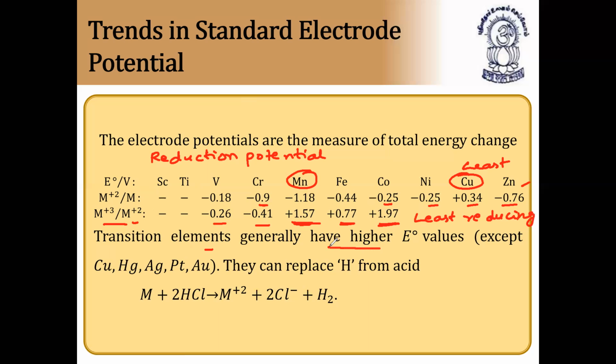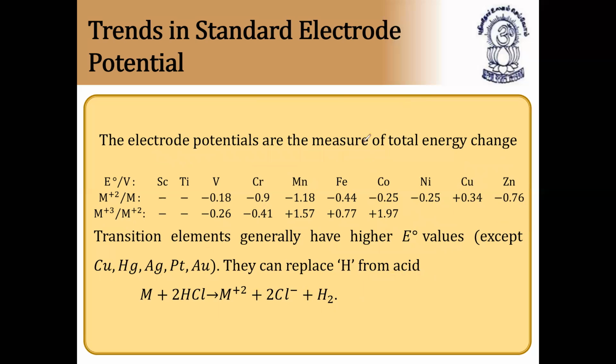Transition elements generally have higher electrode potential values except copper, mercury, silver, platinum, and gold. They can replace H from acid. That's why they have higher electrode potential values, except these metals. Copper, mercury, silver, platinum, and gold cannot displace hydrogen from the acid, whereas all other metals can displace hydrogen from the acids. That's why they have the highest reduction potential, electrode potential values.